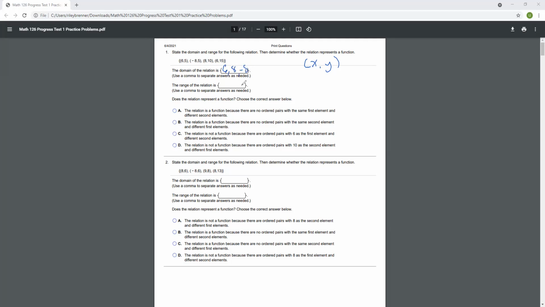You might want to put it in order, but I'm not going to worry about that because that's not the big idea here. And then the range would be all the y values. So I have 2 5s, so I'm only going to write 1. I have a 10, and then I have a 15.